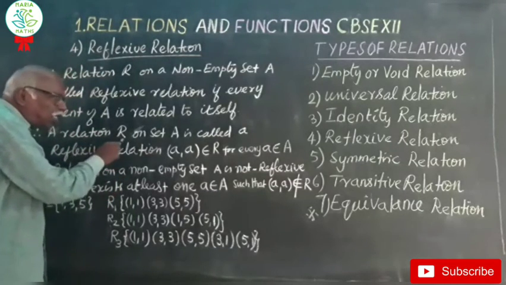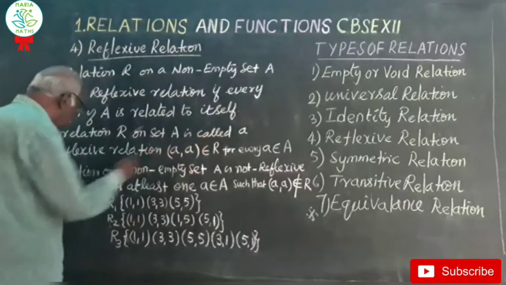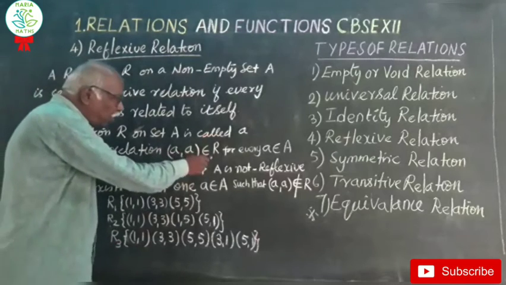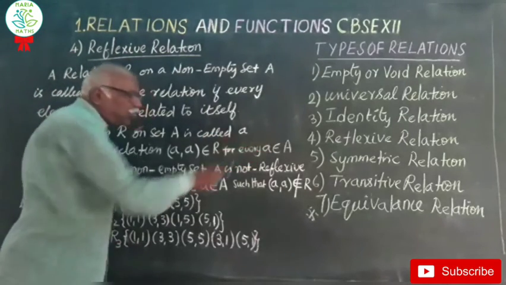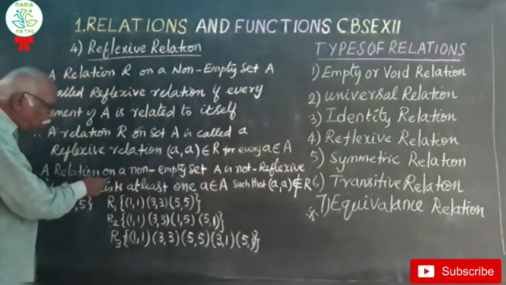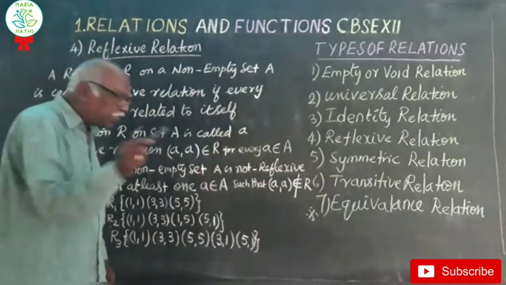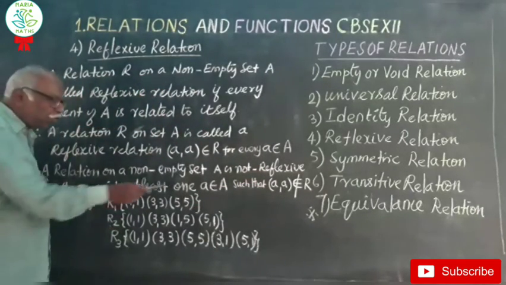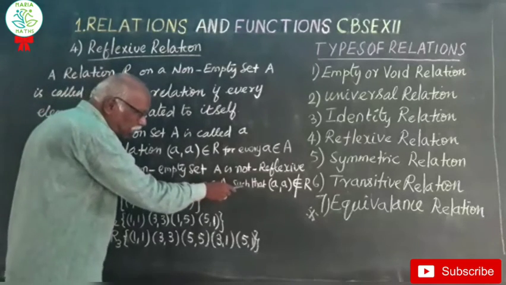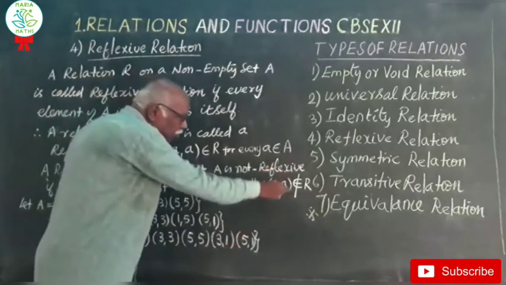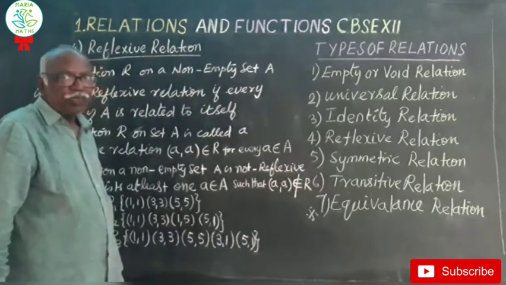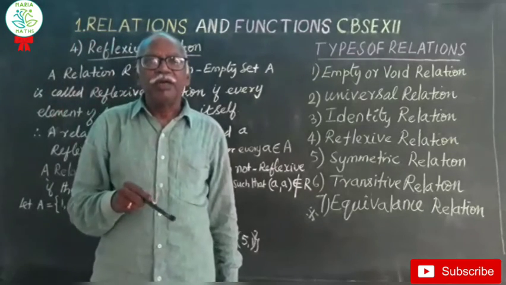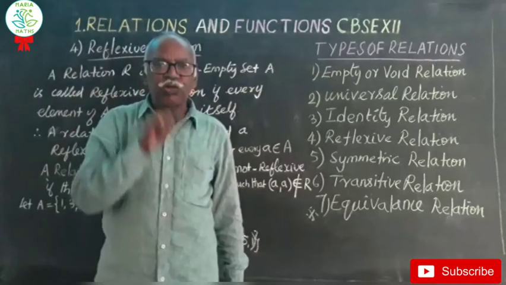A relation R on set A is called a reflexive relation if the ordered pair (a, a) belongs to R for every a belongs to A. A relation R on a non-empty set A is said to be not reflexive if there exists at least one a belongs to A such that the ordered pair (a, a) does not belong to R. Identity relation is also a reflexive relation, but the converse is not true.